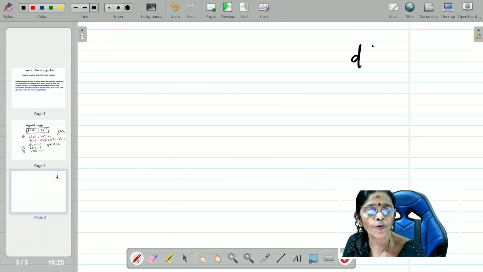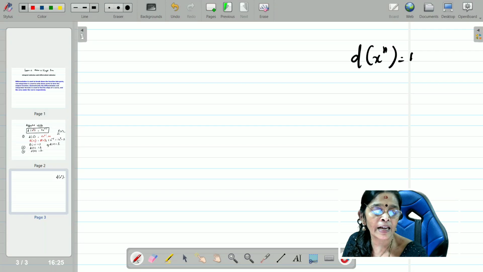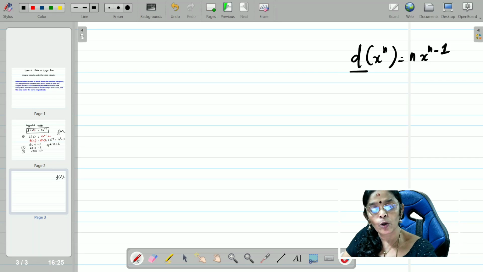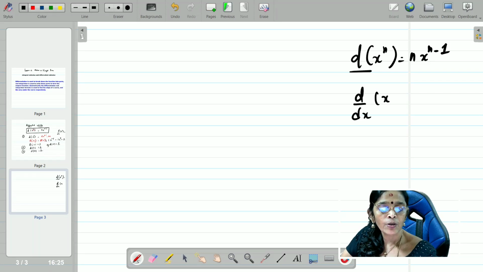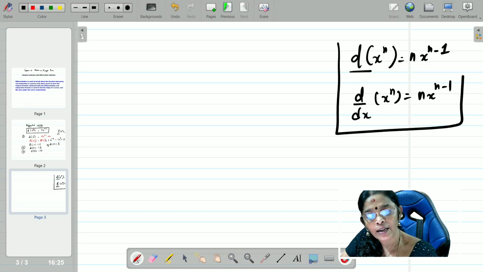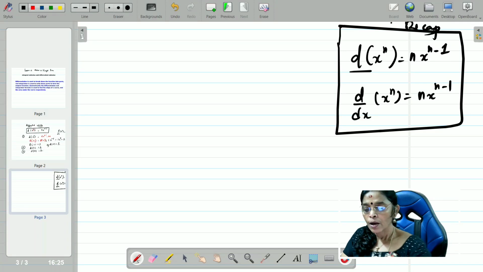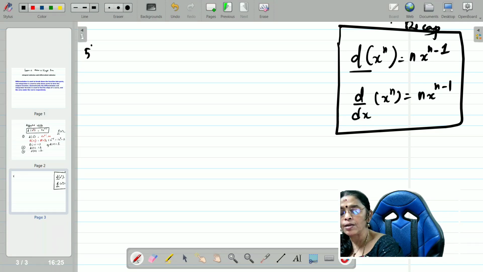That is differential of x power n is equal to nx power n minus 1. That means you are differentiating with respect to x. So you can also write it as d by dx of x power n. So that is equal to nx power n minus 1. So keep that in mind. So this is just a recap of this. And now, 5th question, what is differential of x power minus 5?